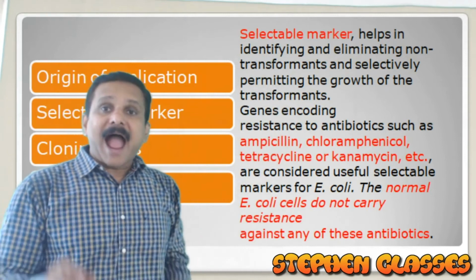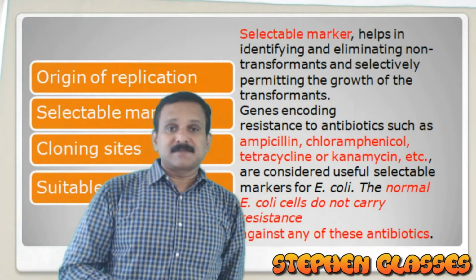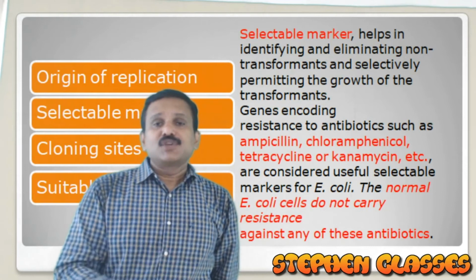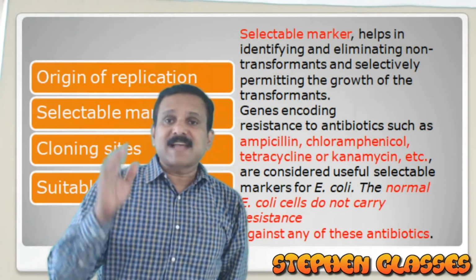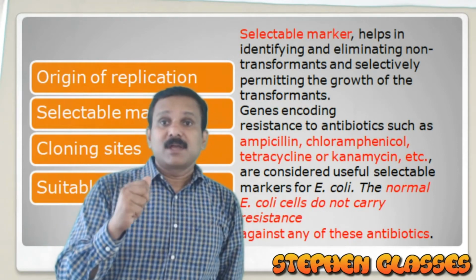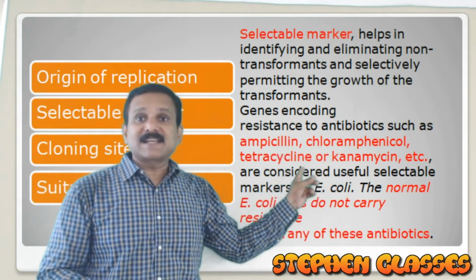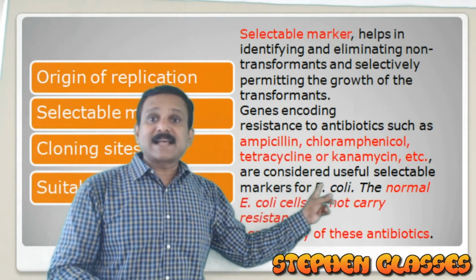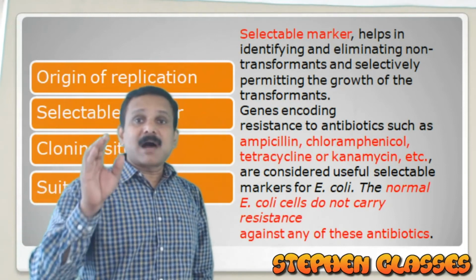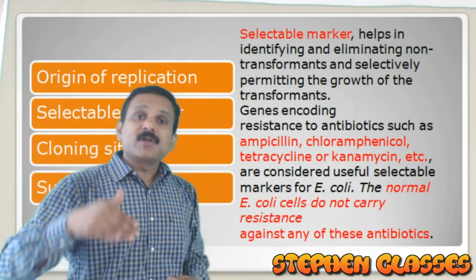And usually antibiotic resistant genes are used as very good selectable markers. These antibiotic resistance genes will be present on the cloning vector. So on the vector we will have certain genes, antibiotic resistant genes, or genes which will give resistance against antibiotics, such as ampicillin, chloramphenicol, tetracycline, kanamycin, etc. They are considered as useful selectable markers for E. coli. So I repeat, these selectable markers are helping us identify transformants from non-transformants.